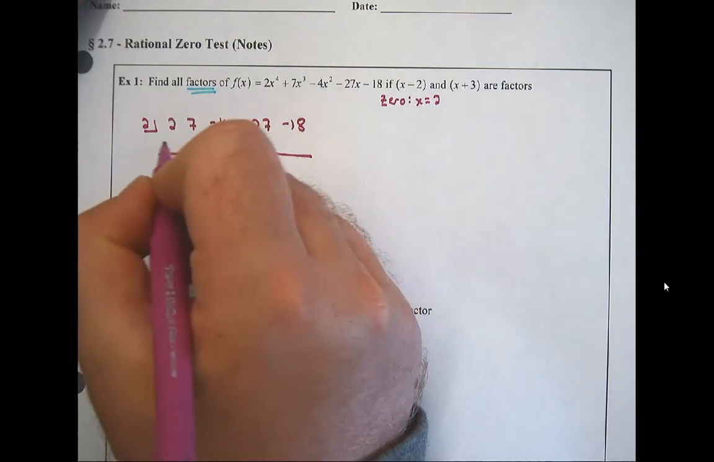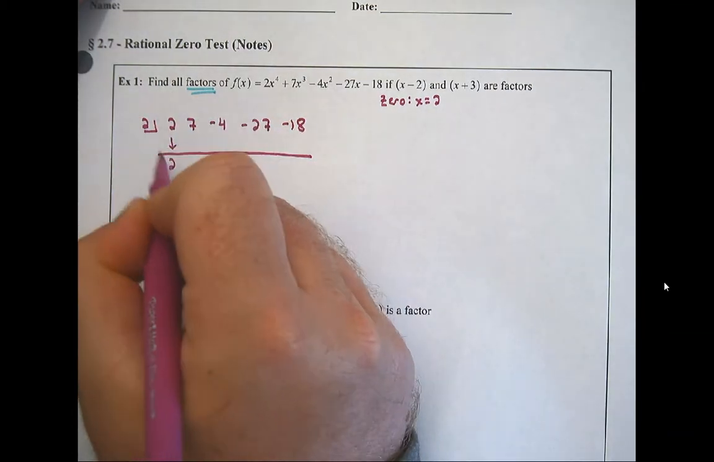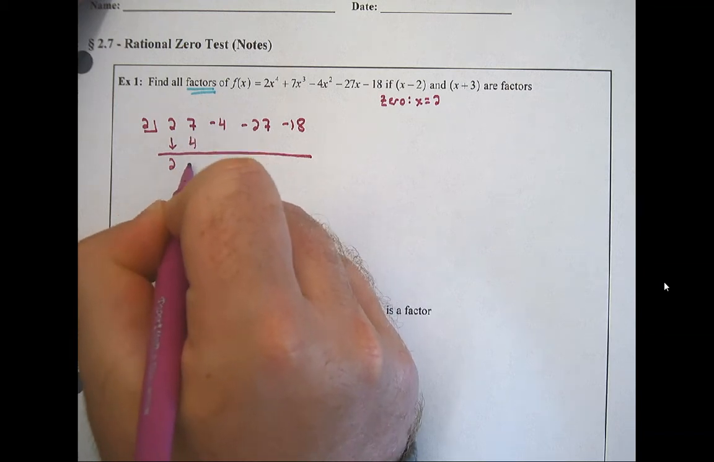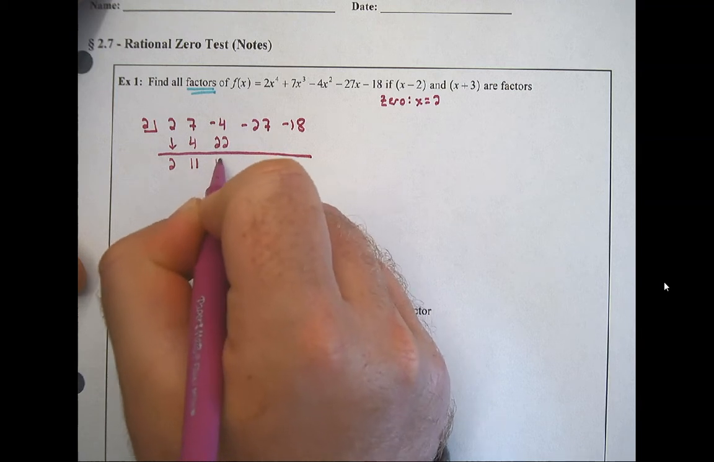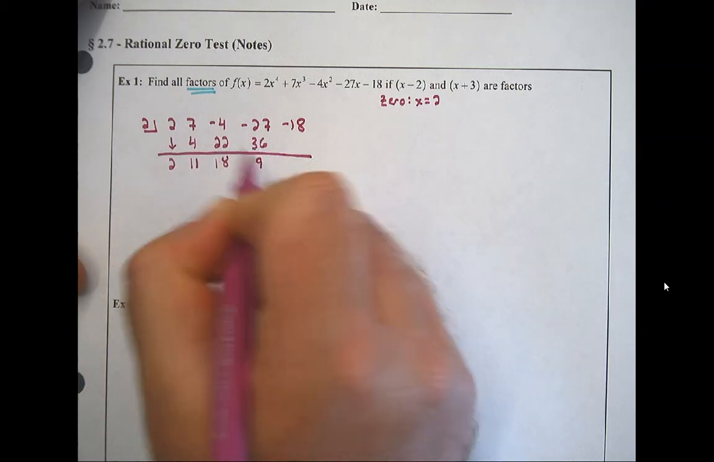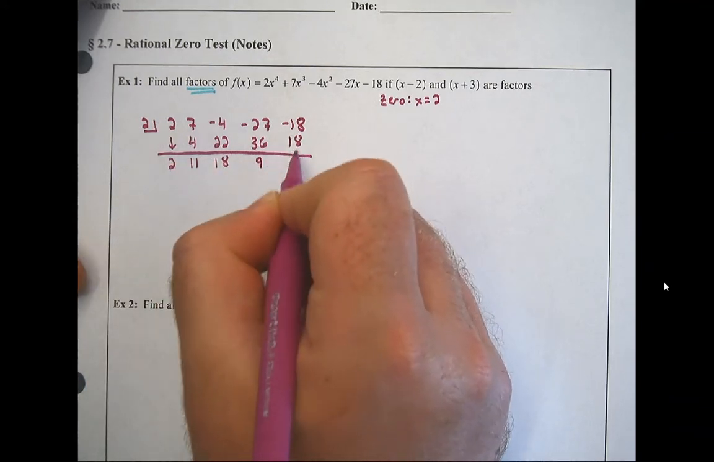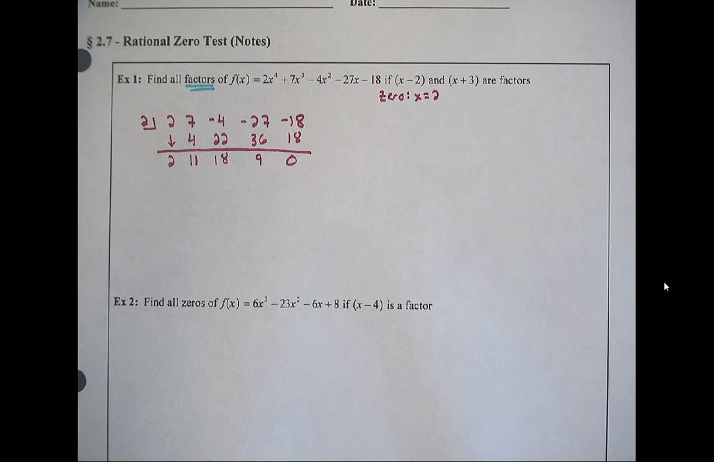So we've done synthetic division already. First thing drops. Then you multiply, 4. Then you add, 11. Then you multiply, 22. Then you add, 18. Then you multiply, 36. Then you add, 9. Then you multiply, 18. Then you add, 0. Which is good that we got a remainder of 0, because they told us that x minus 2 was a factor of f.